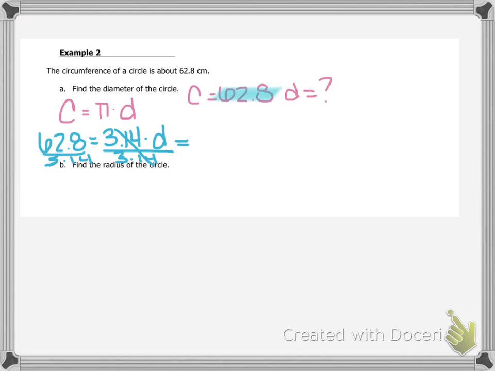So that cancels out the 3.14 on the right hand side. And the diameter is 20 centimeters. And part B says find the radius of the circle. Well, if the diameter is 20, that means the radius must be 10 centimeters.